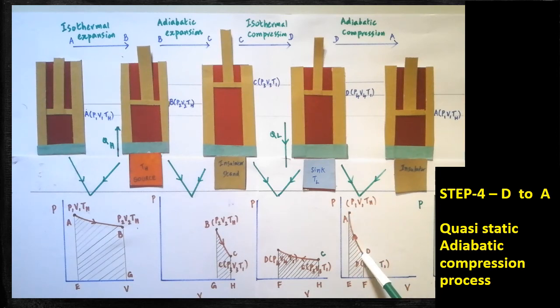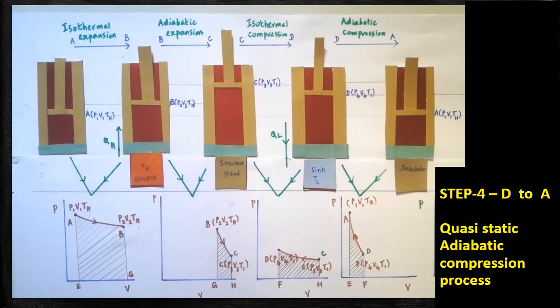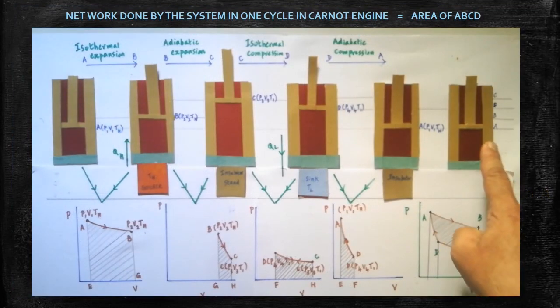Here I have drawn a curve AD. Just below the AD I have drawn the area. So this is the area ADEF, that ADEF area that gives you the work done in which process? Adiabatic compression process. Understood? The process starts from A, again it reaches the same point A. So this is called one cycle.